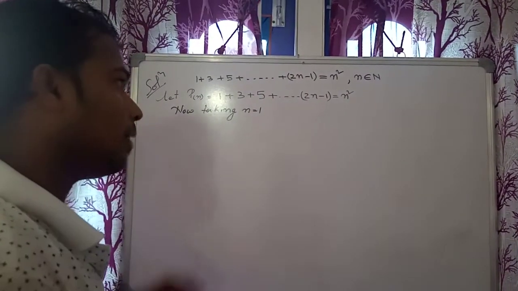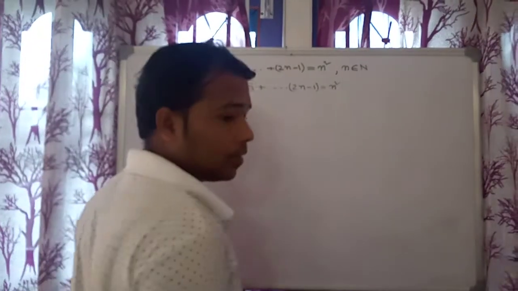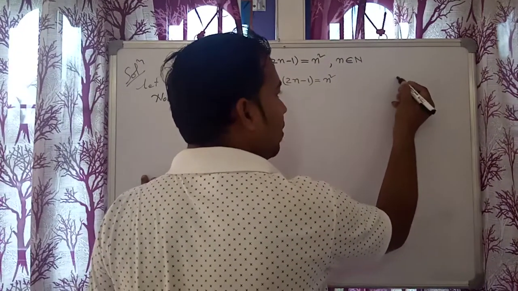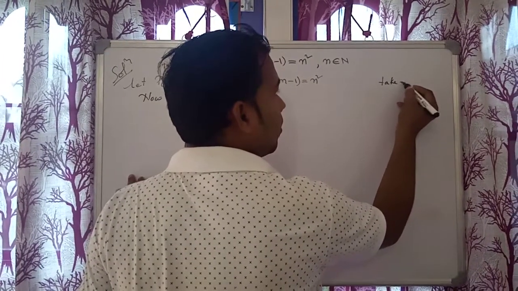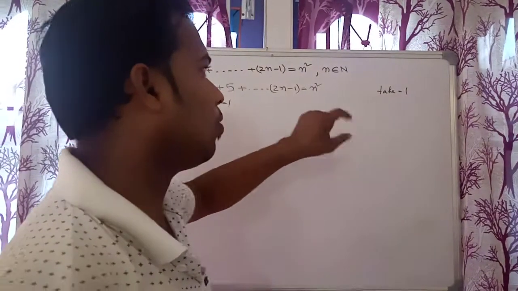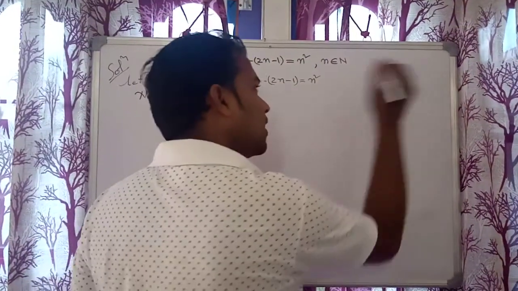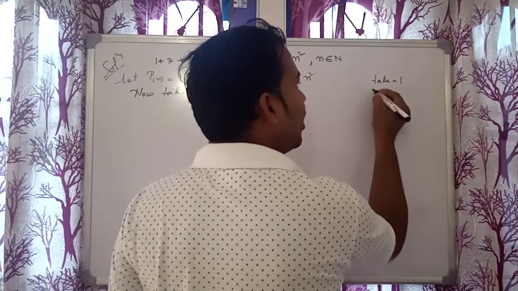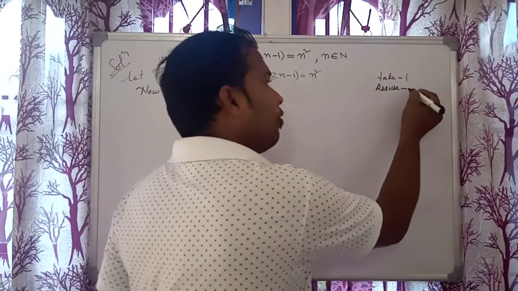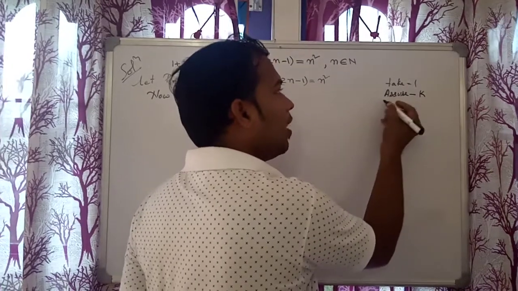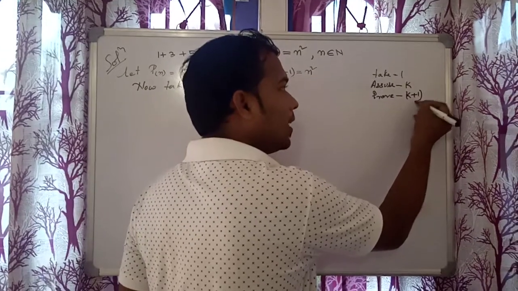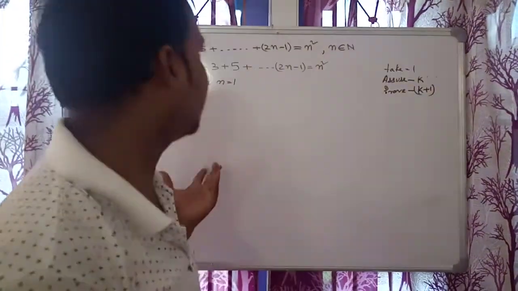Now first you have to take n for 1. Try to understand it. For 1 you have to solve it, then it must be true. Then you have to assume it is true for k. Then you have to prove that it is true for k plus 1 also. Then this sum is finished.